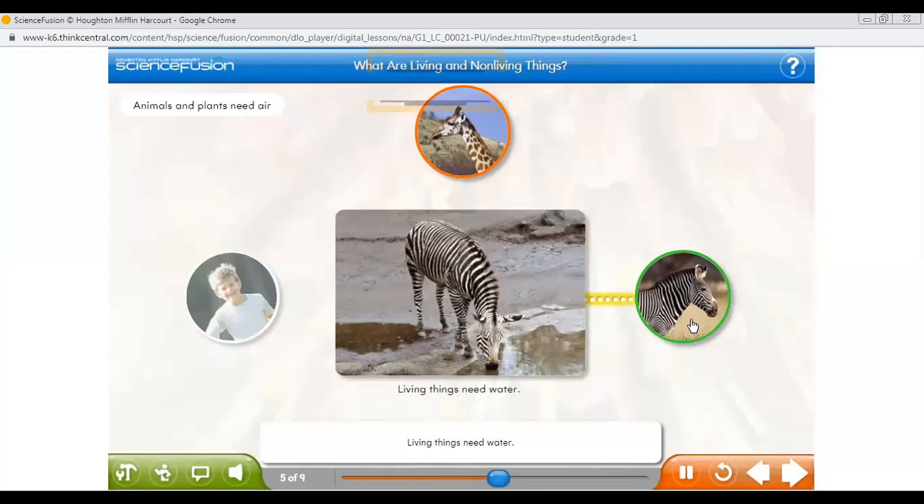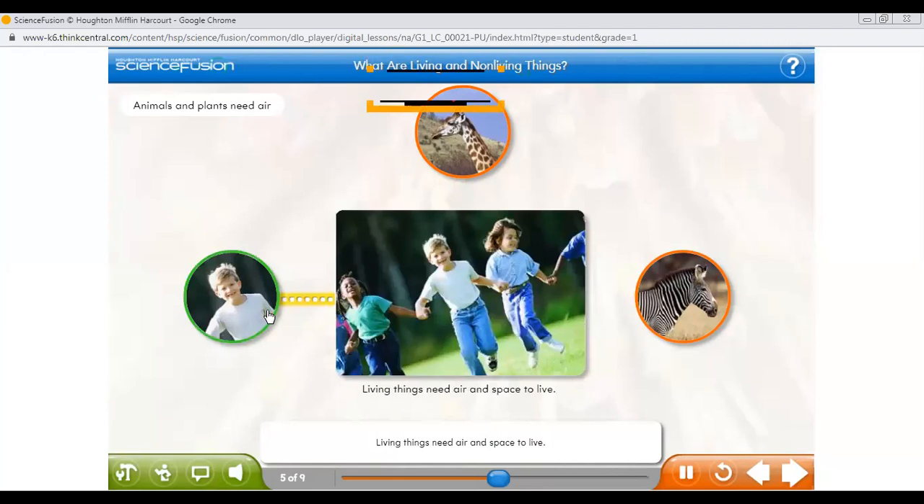Living things need water. They can find water in the environment. Living things need air and space to live. Living things can find these things in their environment. So first, they need food, then they need water, and then they need air and space to live. So these are living things. They need food, water, air, and space to live.